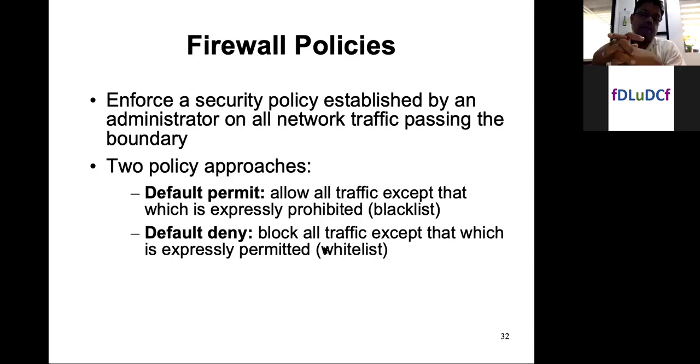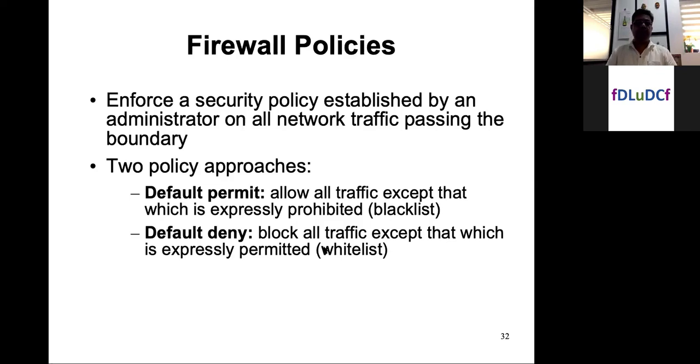We may not be aware of the entire application set which runs on the inside network, which should be allowed to the outside. So because of that, different problems exist. We do not recommend using a default permit policy when you configure firewalls. Instead, we recommend using a default deny policy.